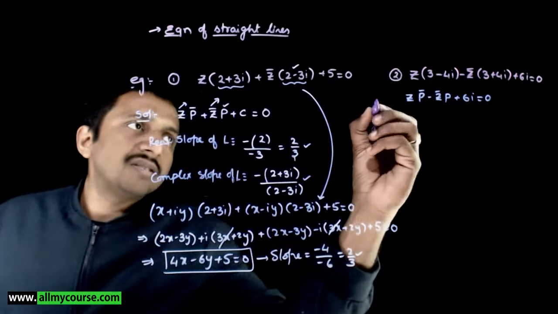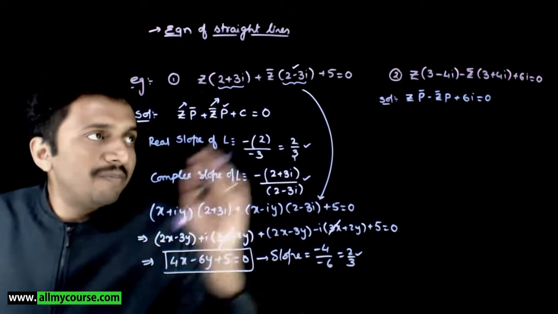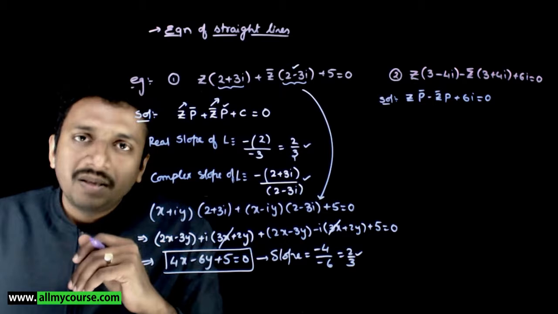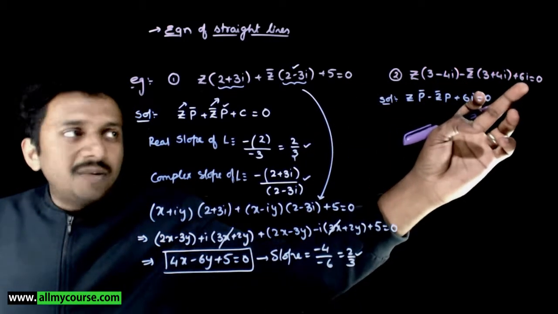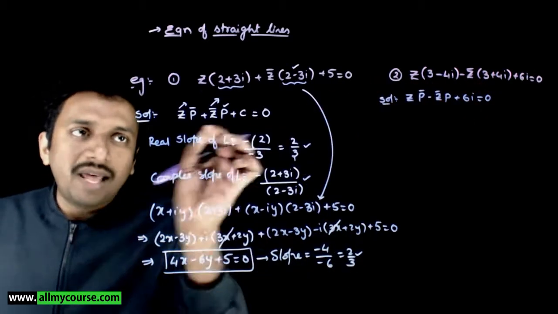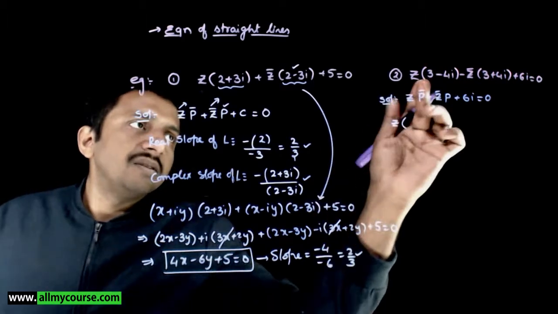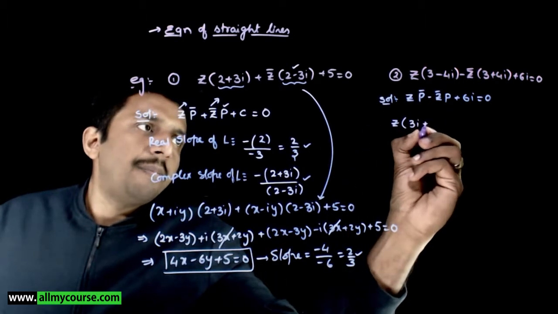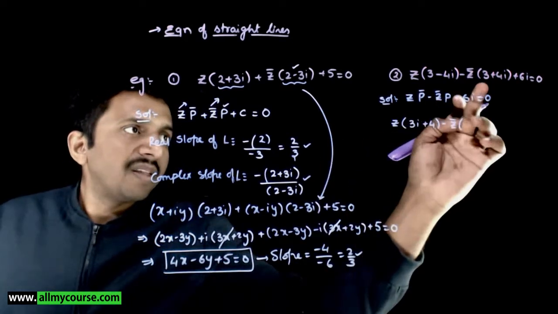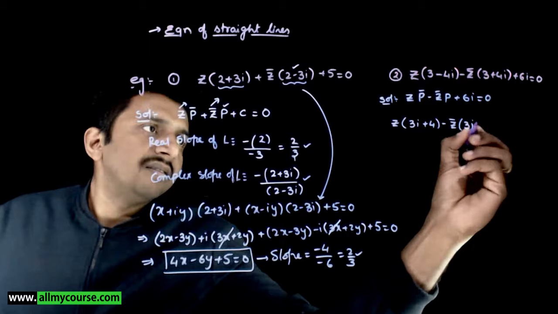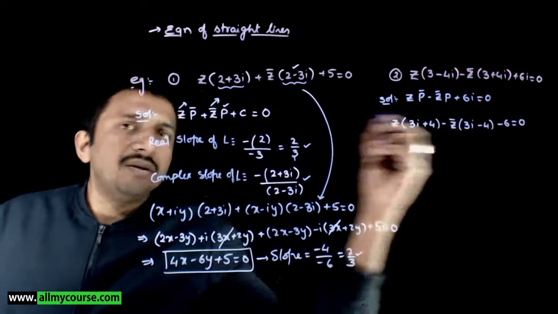So first we try to convert this equation into the standard form. That is, we multiply the whole equation with i. So let us see what happens. Once I make this constant real, let me see whether these terms look like a standard equation. So if I multiply it with i, z times (3i + 4) minus z bar times (3i − 4) minus 6 is equal to 0.